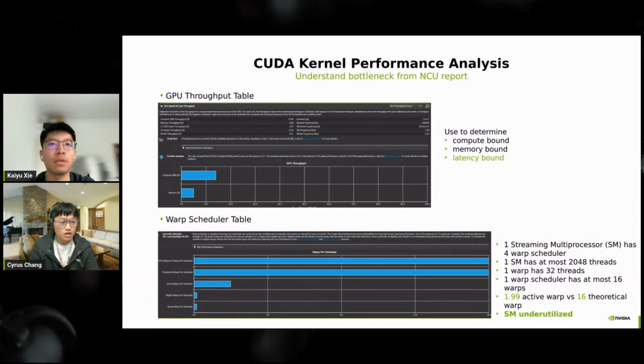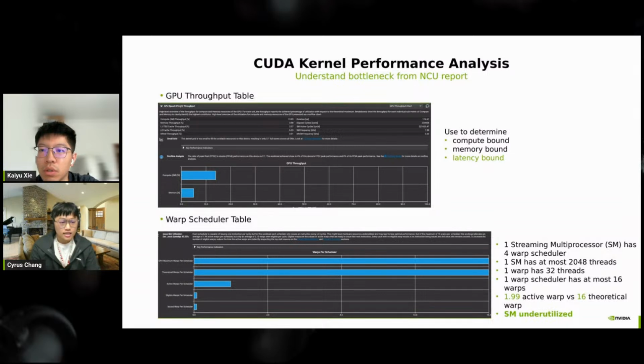The next helpful table we usually use is the warp scheduler statistics table. The first line is the GPU max warps per scheduler, which is 16, because in the GPU design, one streaming multiprocessor, one SM, has 4 warp schedulers, and one SM has at most 2048 threads. One warp has 32 threads. Therefore, one warp scheduler has at most 16 warps.